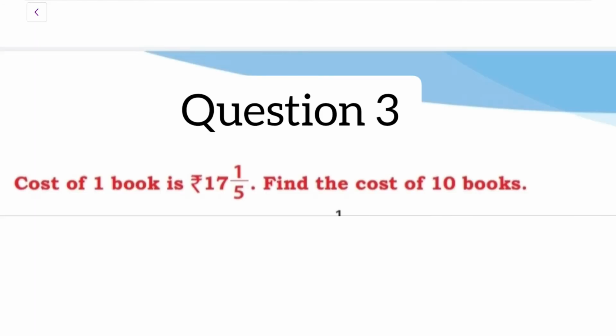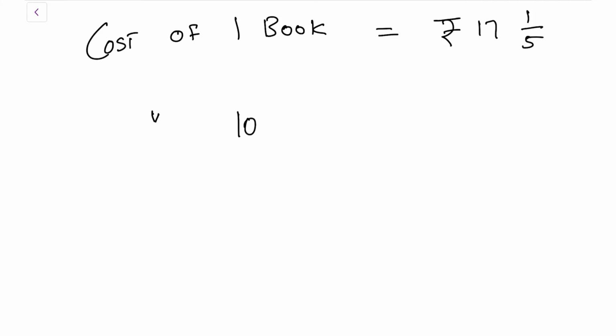Let's take another example. Cost of one book is 17 1 by 5 rupees. Find the cost of 10 books. How do we do this? Let's write down cost of one book. This is what is given. What is it? 17 1 by 5 rupees. All right. Now they're asking you to find the cost of 10 such books.